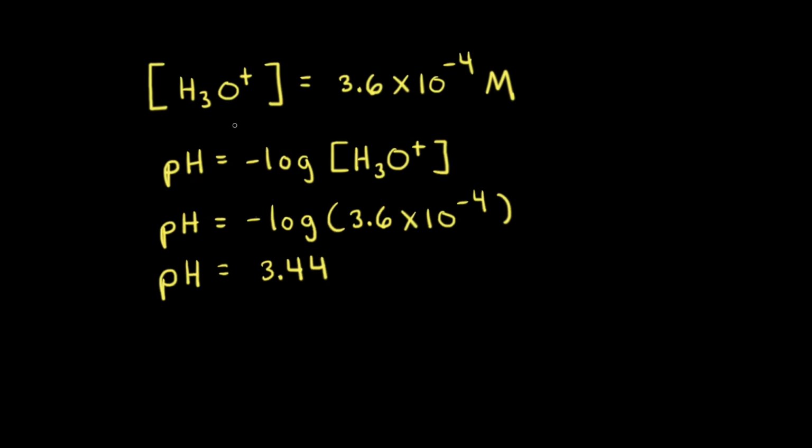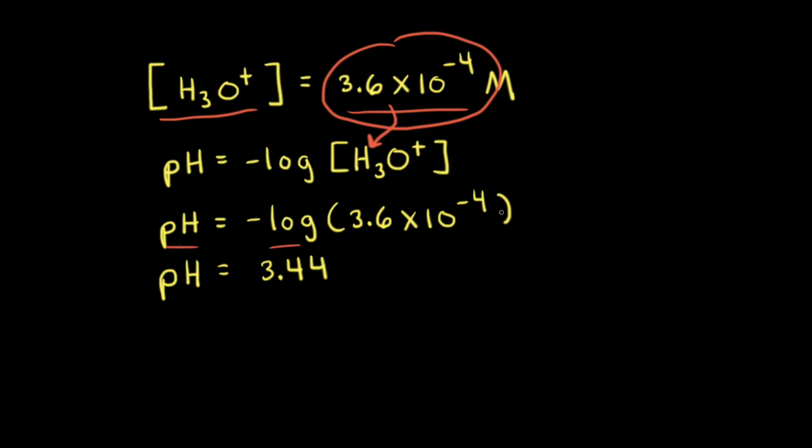Let's say we have a sample of lemon juice and the measured concentration of hydronium ions in solution is 3.6 times 10 to the negative 4th molar. Since we have the concentration of hydronium ions, we can simply plug in that concentration into the equation for pH. So the pH is equal to the negative log of the concentration of 3.6 times 10 to the negative 4th, which is 3.44. Notice that we have two significant figures for the concentration, therefore we have two decimal places in our final answer. So plugging in negative log of 3.6 times 10 to the negative 4th on your calculator gives you 3.44 for the answer.